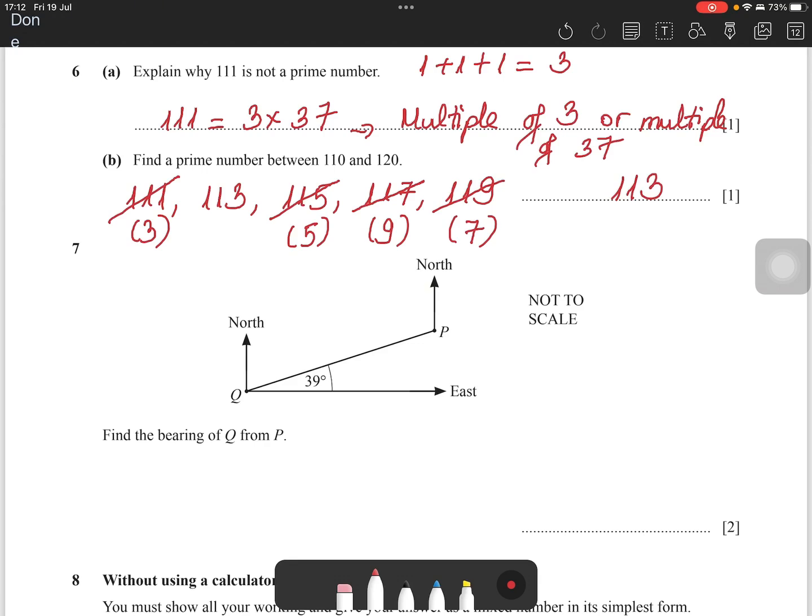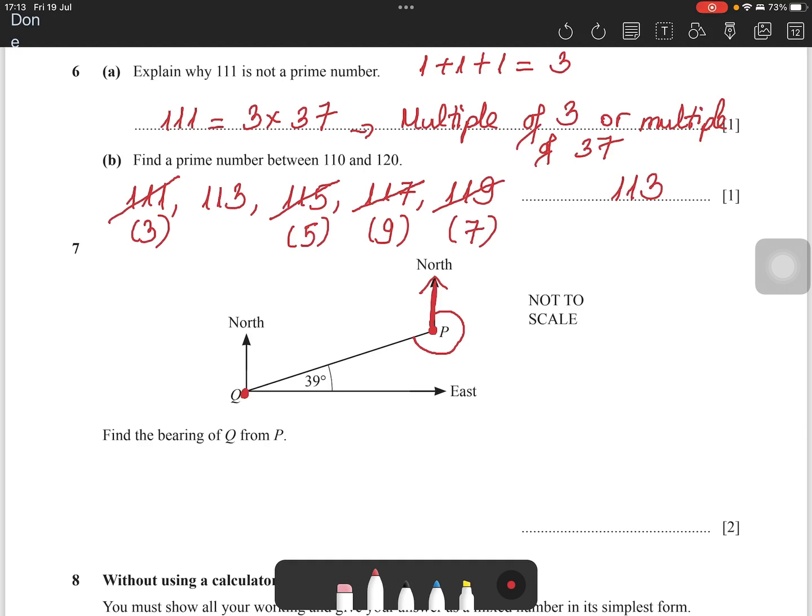Question 7. Find the bearing of Q from P. The bearing of Q from P means we start from P here, and then we move clockwise until we touch PQ. So we need to find this bearing.